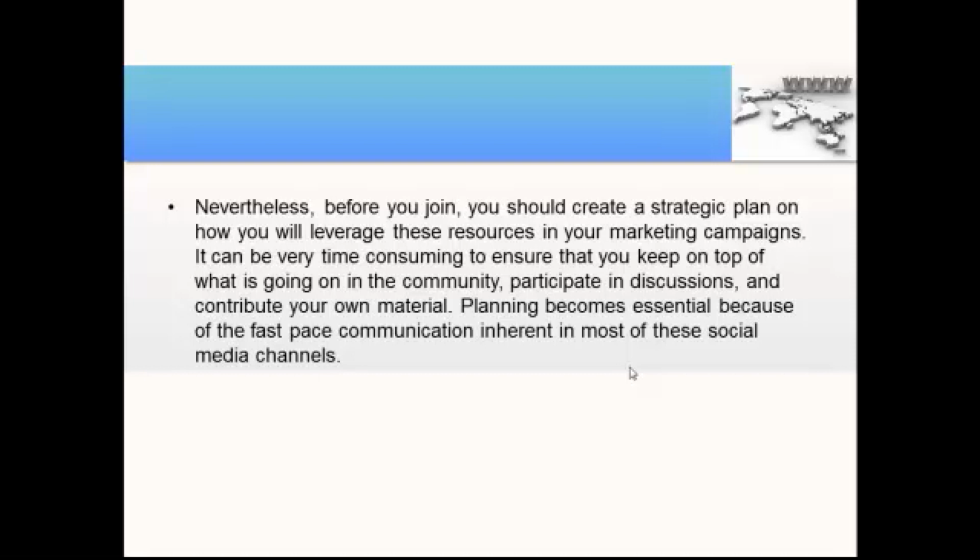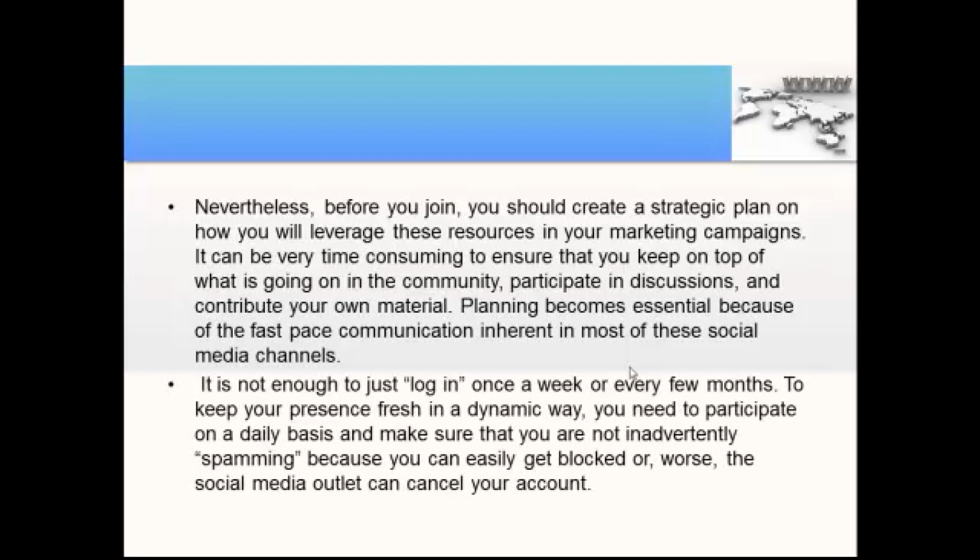Planning becomes essential because of the fast-paced communication inherent in most of these social media channels. It is not enough to just log in once a week or every few months. To keep your presence fresh in a dynamic way, you need to participate on a daily basis and make sure that you are not inadvertently spamming, because you can easily get blocked, or worse, the social media outlet can cancel your account.